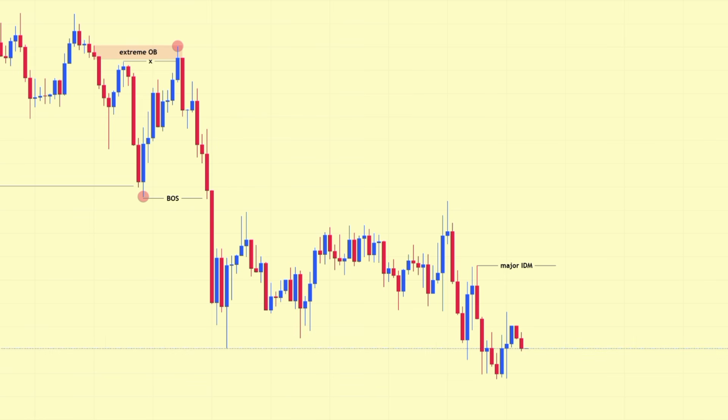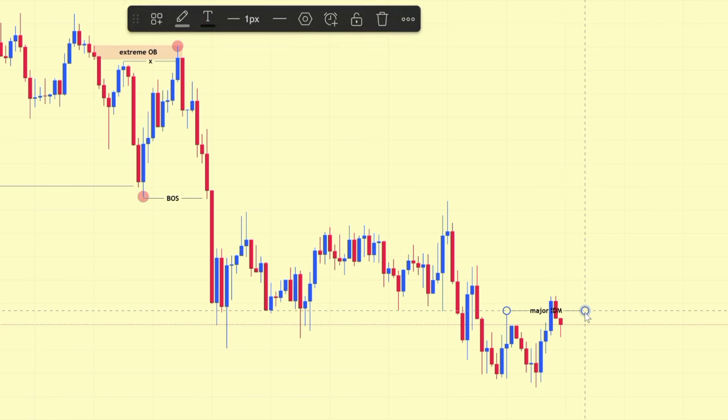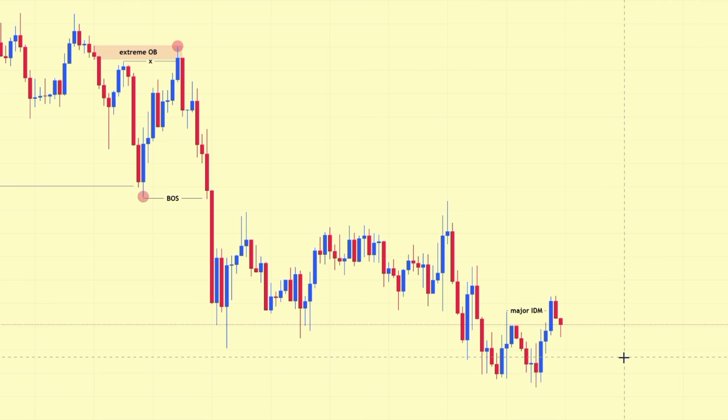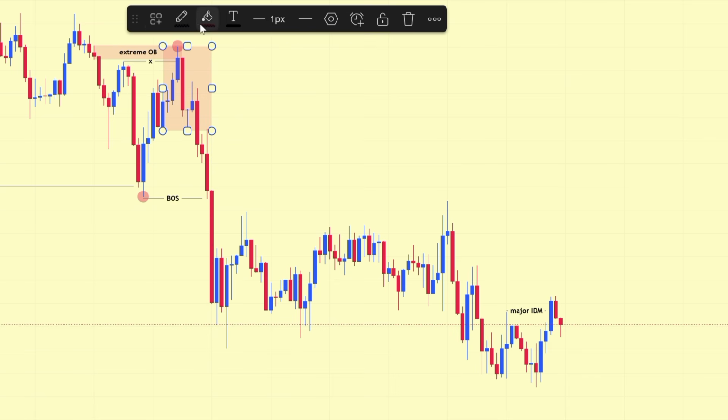Because we know that before the inducement is taken out, there is no need to tie ourselves marking the POIs. So exactly right there, we can clearly see price has taken out the major inducement now. And now this is the time whereby we'll be marking the POIs. So I'll be starting to mark the order flows, and I can clearly see that this one here is the extreme, of which it's already mitigated there.